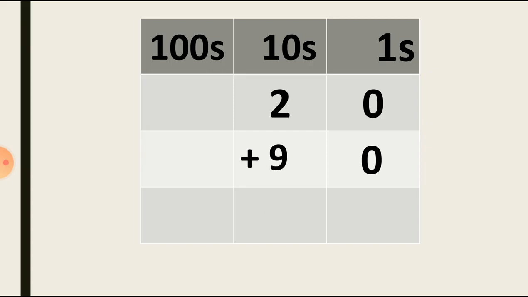Here is the next one. Here is the ones column, which is 0 plus 0. So we can write down 0 under the ones column. Now let's move to the tens column. Here is 2 plus 9. So students, 2 plus 9 is equal to 11.